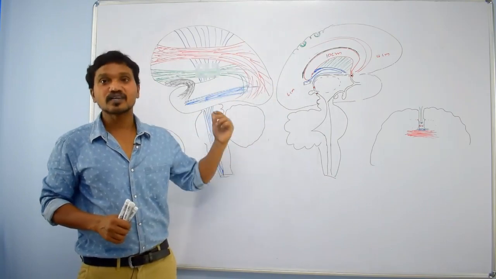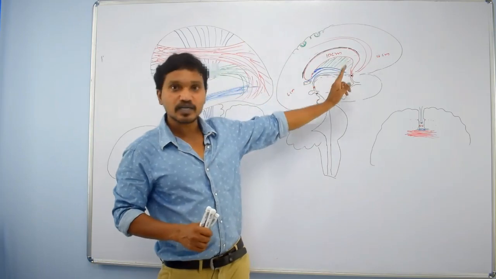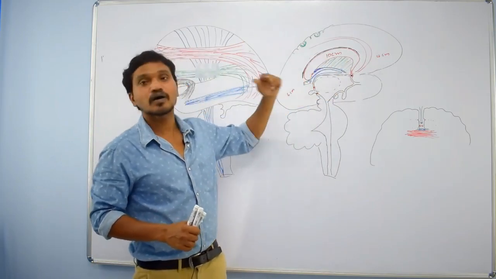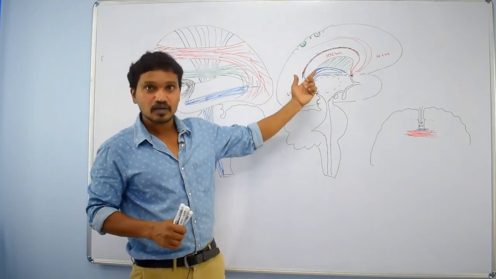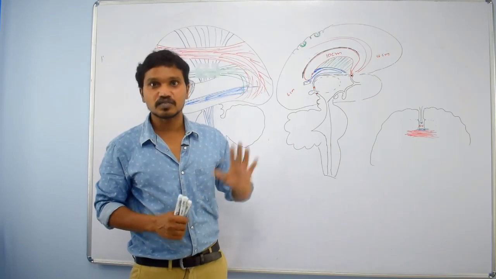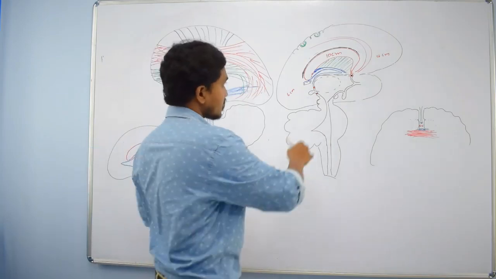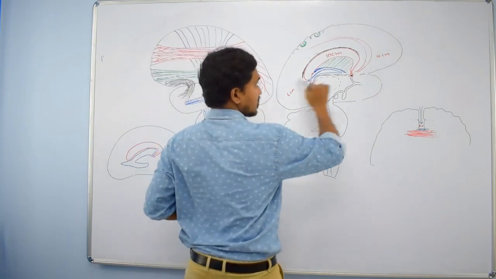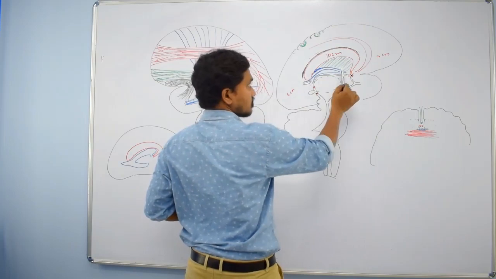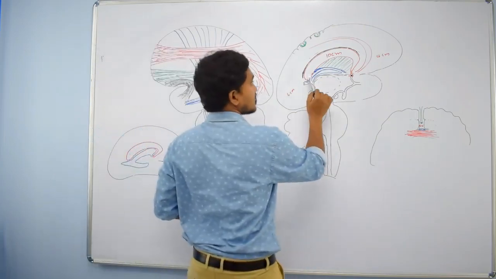Next, what are the fibers passing through the genu? What are the fibers passing through the body? What are the fibers passing through the splenium? And what are the fibers passing through the rostrum? These things we have to see. For that, what we have to do? We have to make a horizontal section along the corpus callosum, along the splenium and genu.